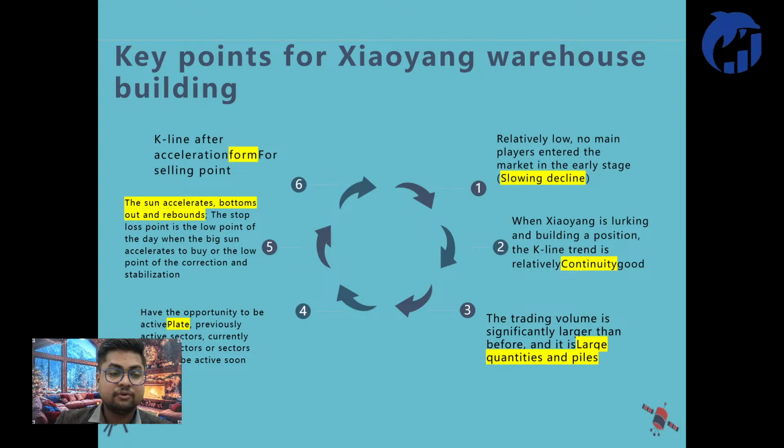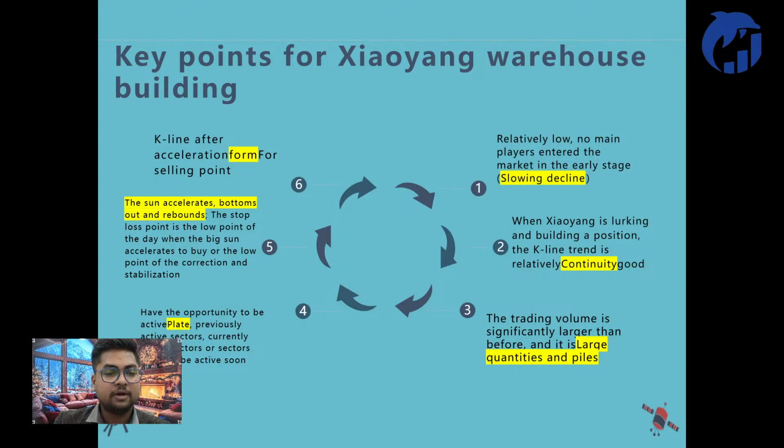Now coming to the fourth: have the opportunity to be active. These are previously active sectors, current active sectors, or sectors that will be active soon. So we have to understand this. The sun accelerates out of the bottom and rebounds. Just have a look. The sun accelerates out of the bottom and rebounds.